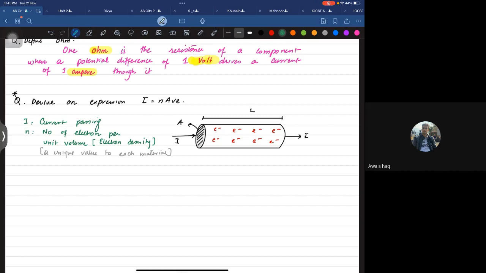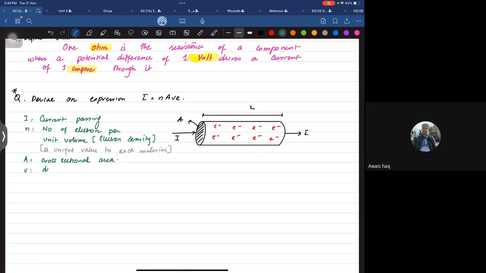Then you have A, which is cross-sectional area. V is the drift velocity. E is the charge on an electron. All right, write this down, please, and then we'll start the derivation.